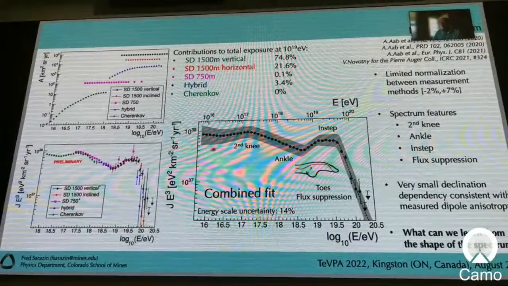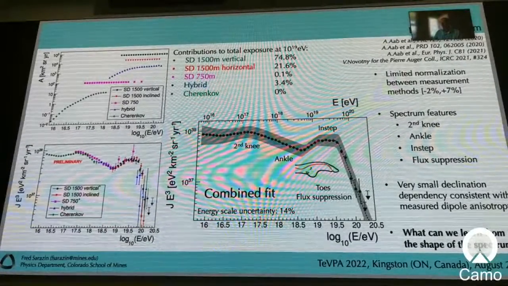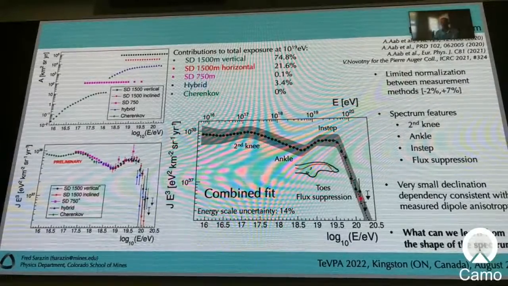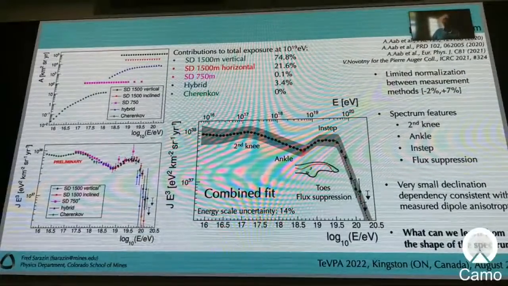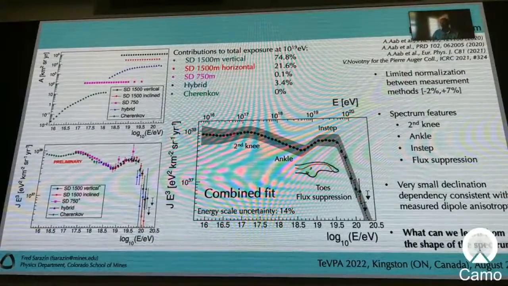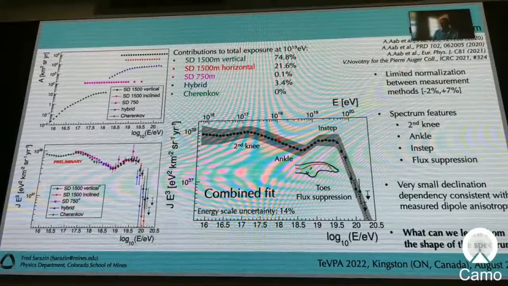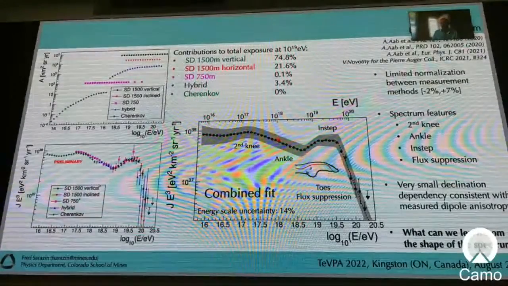So I'm not going to talk very much about the shape of the spectrum yet, because we don't learn very much from doing a fit and finding out where the transitions are occurring. But what matters here is how this is going to be fitted with a subset of astrophysical models. So I'll get back to this.